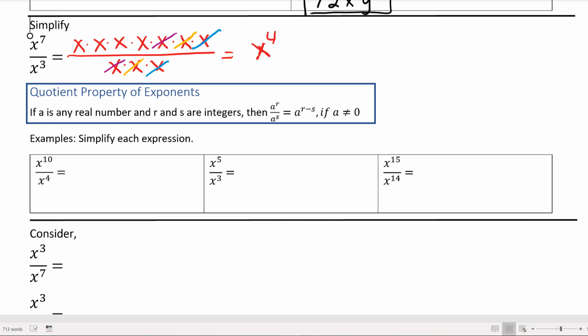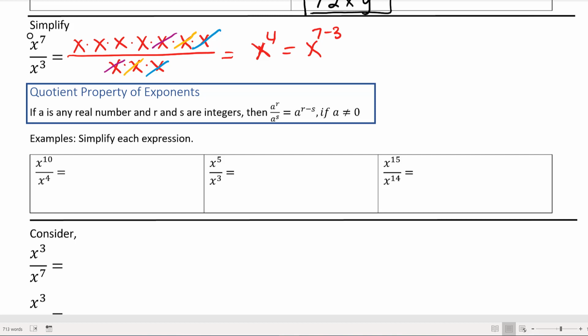So what's a fast way of going from x to the 7 divided by x to the 3? Well, keep the base the same and just subtract the top minus the bottom. Another way of thinking about it is because there were more x's in the top, the leftovers after you cancel should be left in the top.